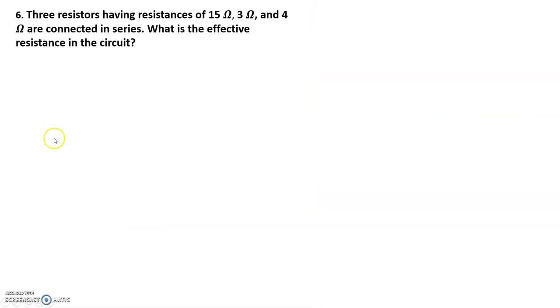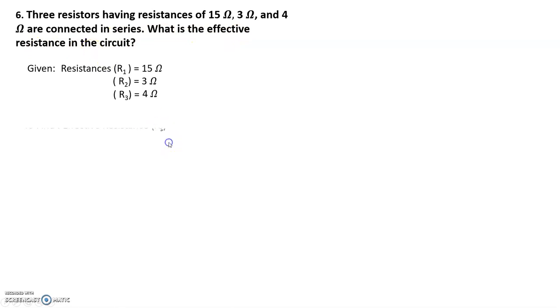Let's go to the sixth. Three resistors having resistances of 15 ohms, 3 ohms, and 4 ohms are connected in series. What is the effective resistance in the circuit? Given resistance R1 is equal to 15 ohms, R2 is equal to 3 ohms, and R3 is equal to 4 ohms, connected in series.